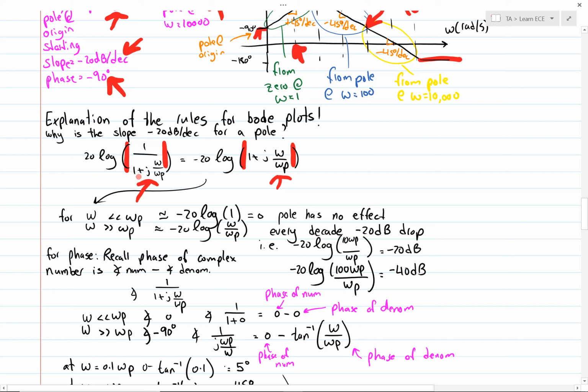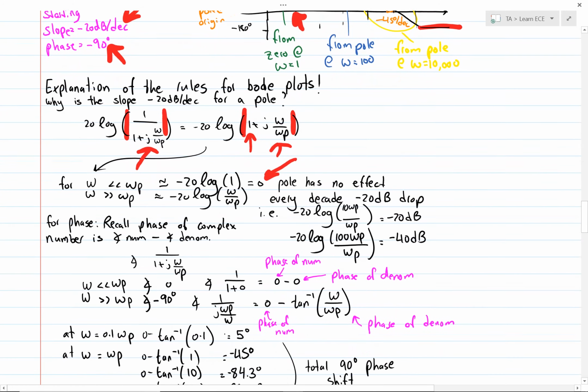Again, remember, the reason for the minus is that the log becomes minus when I got rid of the 1 over. So you get minus 20 log of 1, you get 0 dB. So the pole has no effect. It's not really doing anything. If omega is much, much bigger than omega p, then this one term really doesn't matter as much when you find the magnitude. And the main thing is minus 20 log of omega over omega p.